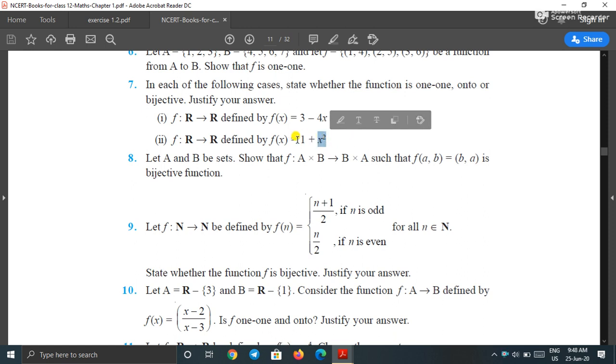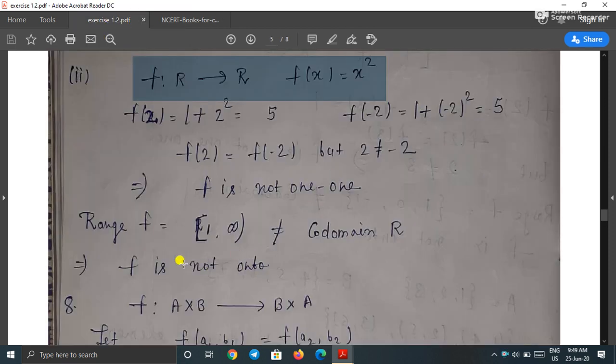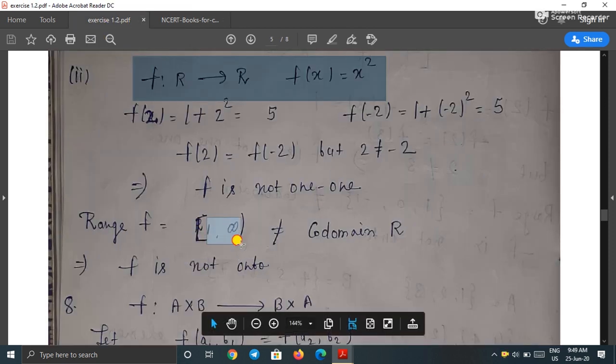Now if we add some positive number to 1, then it will give a value greater than 1. Is it clear? Again I am repeating my statement. X square always takes a positive value for all real numbers, okay, and if we add some positive real number to 1, then it gives a value greater than 1. So range contains all the numbers greater than 1.